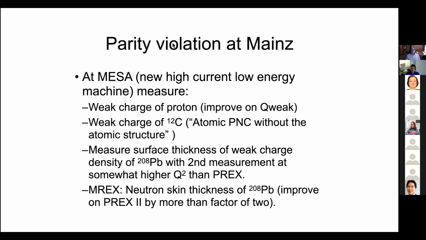Let me finally mention, in the future, MREX is a proposed experiment at Mainz. You can call it super PREX. So this experiment measures the neutron radius of lead with the goal of improving on the error bar from PREX2 by more than a factor of 2. So that's something for the future.